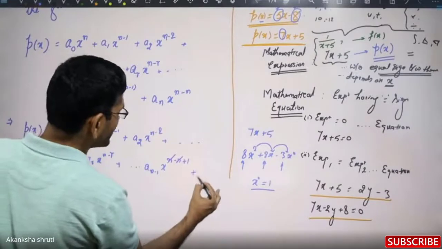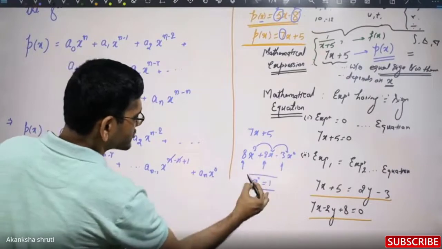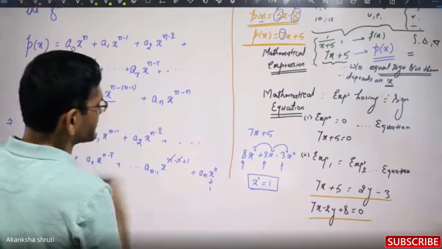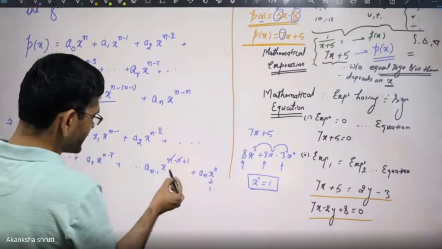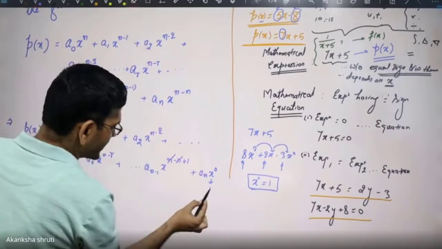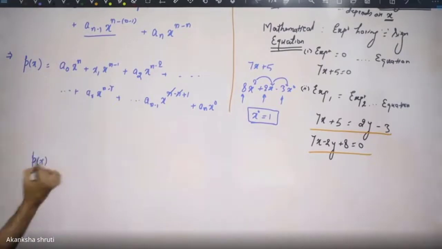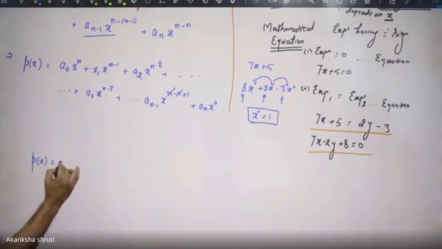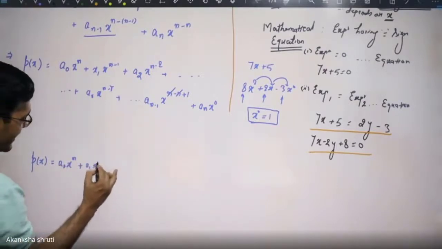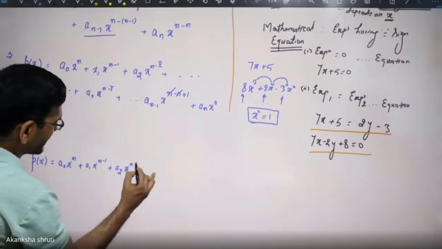Now for this one, this is our an x to the power 0. But since x to the power 0 is 1, this can be written simply as an. The term before that is x to the power 1, which is only x. So let us write in the final form. Therefore, any polynomial of this form, p(x) is a0 x to the power n plus a1 x to the power n minus 1 plus a2 x to the power n minus 2.